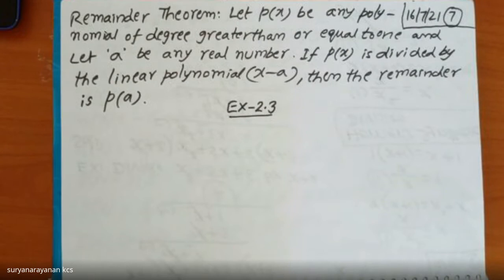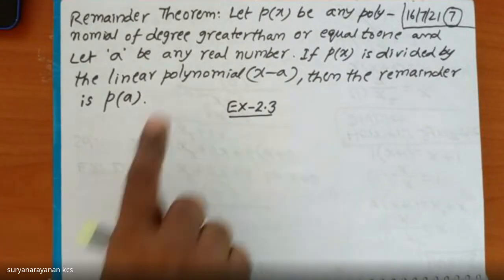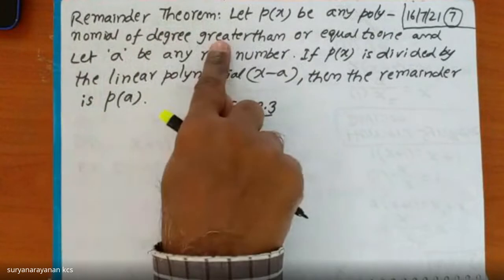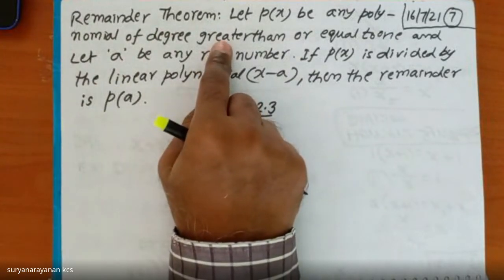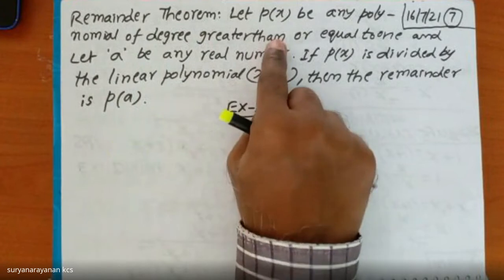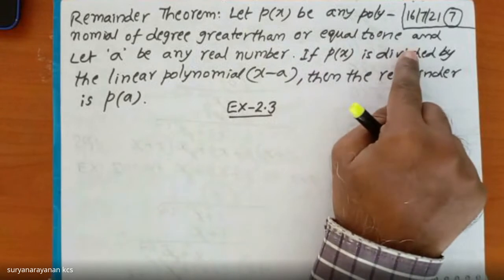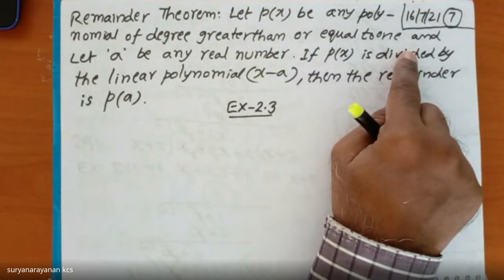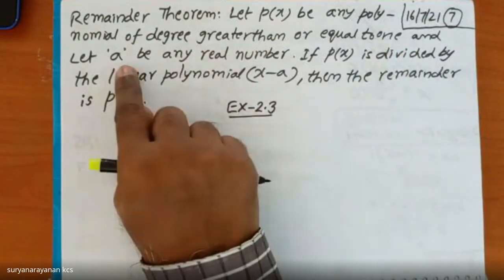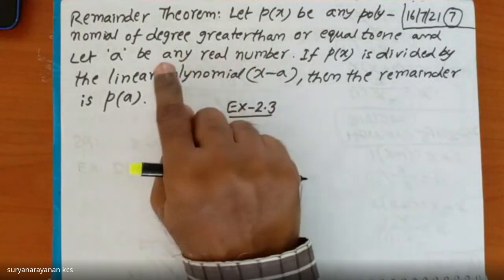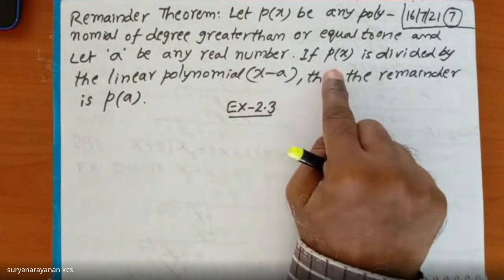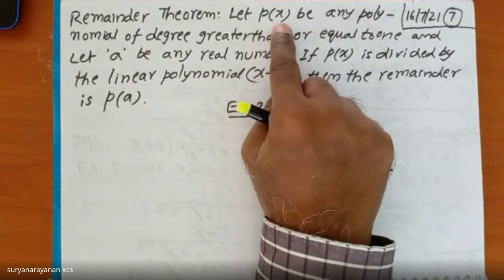Now come to this point, exercise 2.3. This entire exercise is based on the remainder theorem. In the previous class, we discussed the statement of the remainder theorem. If p of x is a polynomial of degree greater than or equal to 1, and let a be any real number, any constant. We have taken these two concepts, a polynomial and a constant.